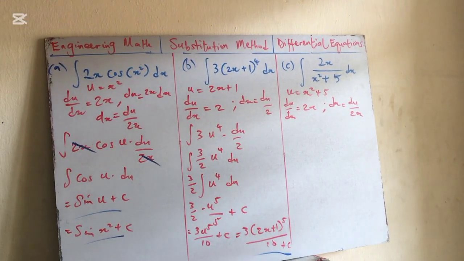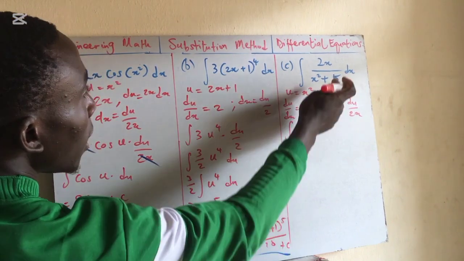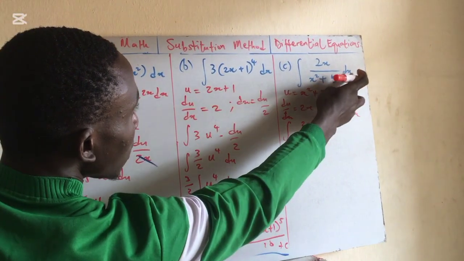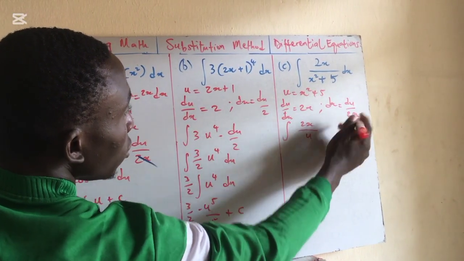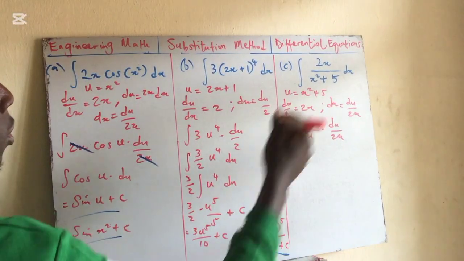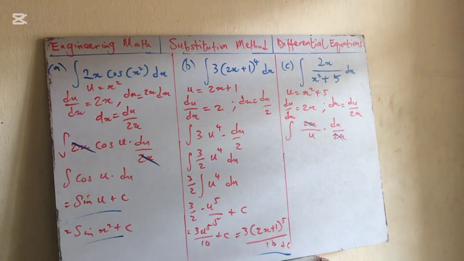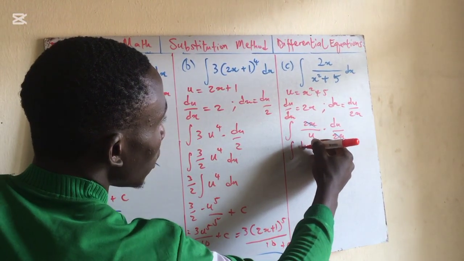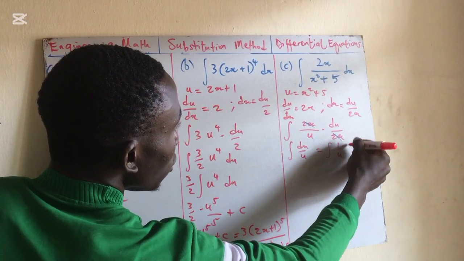So I rewrite the equation, right? I'll be having 2x over, I've represented this as u, so I'll just put u here. Then I'll represent this dx by du over 2x. So from here we know that 2x will cancel 2x, right? So we are having du over u left, which is still equal to 1 over u du.